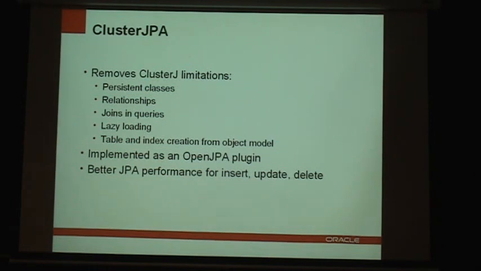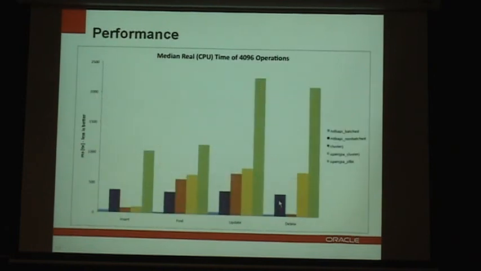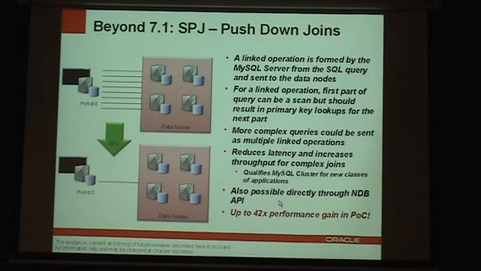Okay, this was just actually the slide before the graph there, explaining a little bit more about the cluster data limitations, some of the behaviors that you'd like to work with, and why it is the way it is. Better JPI performance for inserts, updates and deletes. Beyond 7.1, push down joins, linked operation informed by SQL Server. That's the one thing that this isn't good at. This is good at very simple key value pairs. For something a little more complicated, you can use linked operation.